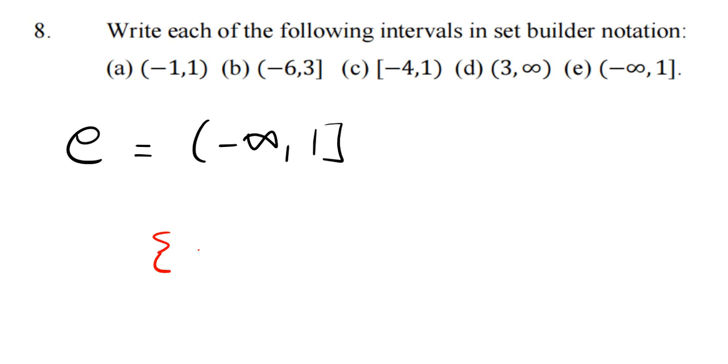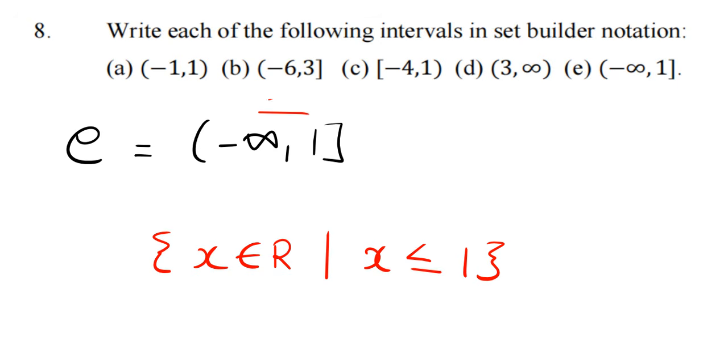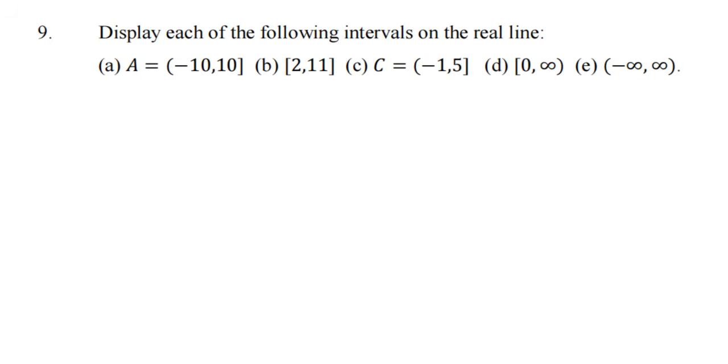So this one, x will just be a member of real numbers. Now this x should be less than or equal to 1. Okay, why? Because we can start from negative infinity, but the highest number of x that you can have is 1. So x should be less than or equal to 1. So that is how you solve this one.